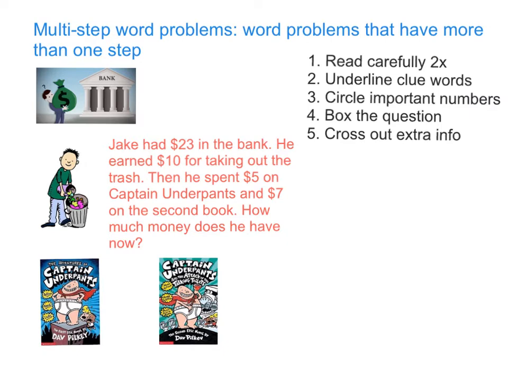You're going to read it twice, if we see here. You're going to underline the clue words. You're going to circle the important numbers. You're going to box out the question, and if there's any extra information, you're going to cross that off.